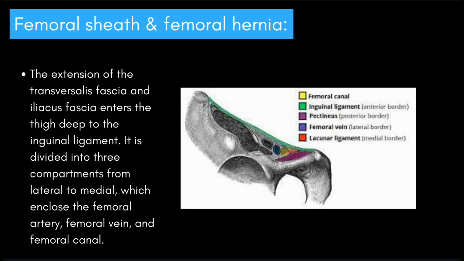Today I'd like to open up talking about the femoral sheath and femoral hernias. The extension of the transversalis fascia and iliacus fascia enters the thigh deep to the inguinal ligament. It is divided into three compartments from lateral to medial, which enclose the femoral artery, femoral vein, and femoral canal.